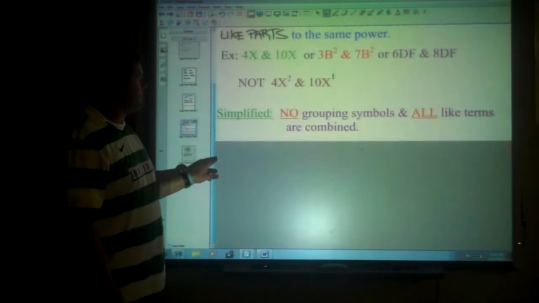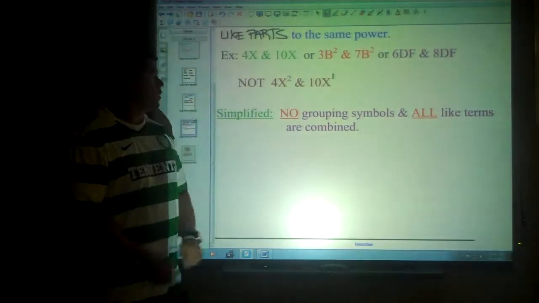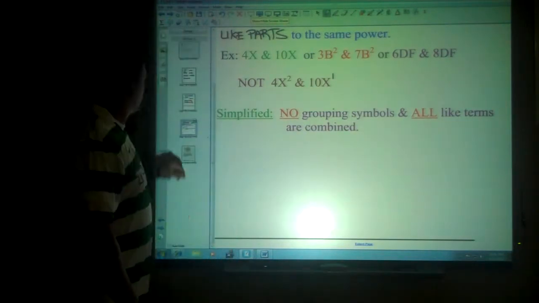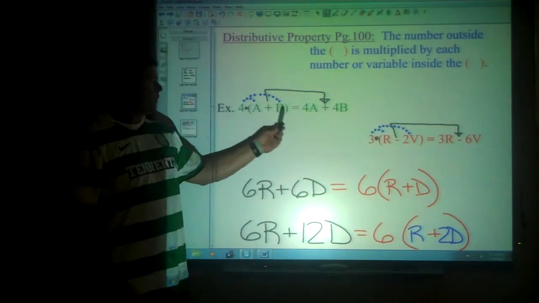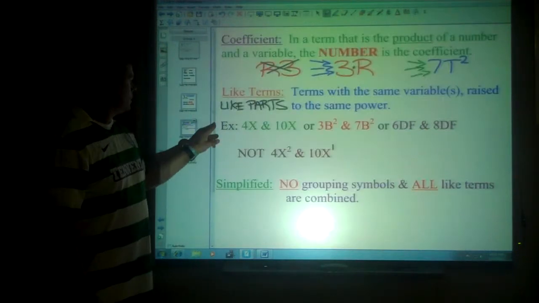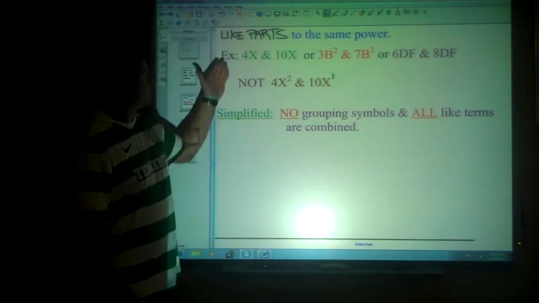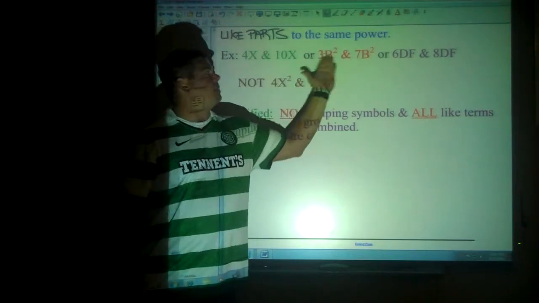So in order for something to be simplified, because you're going to be asked to simplify things, you can have no grouping symbols. So how do you get rid of grouping symbols? The way you get rid of grouping symbols is with the distributive property. Here's a grouping symbol. If you want to get rid of it, distribute. It's gone. And all like terms are combined, which means any of these could add together and make 14x. This could make 10b squared.